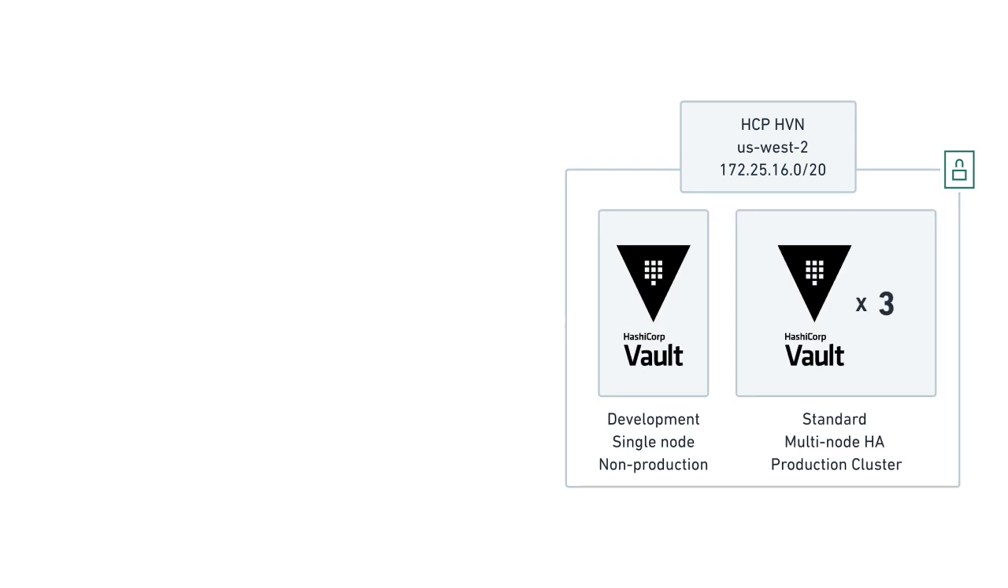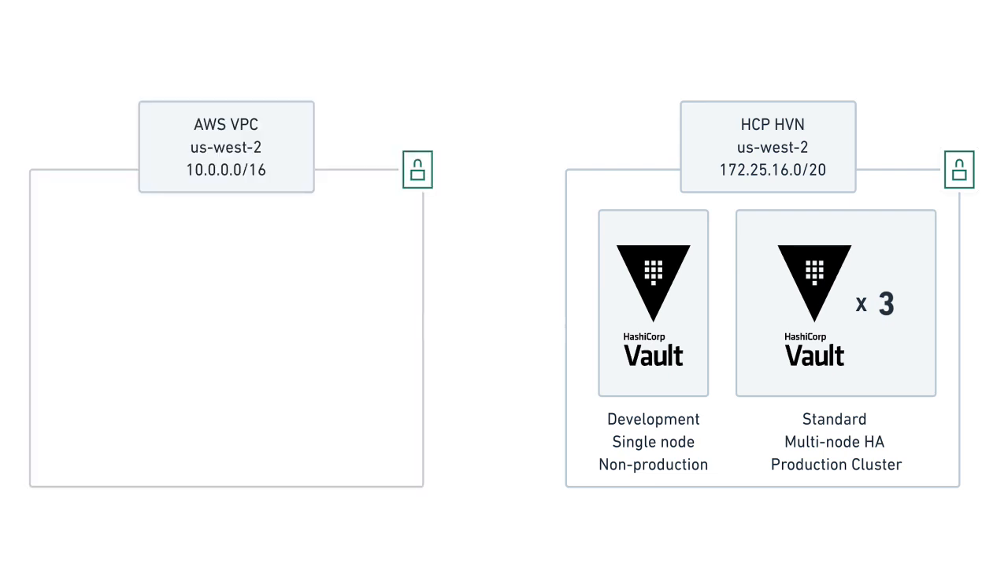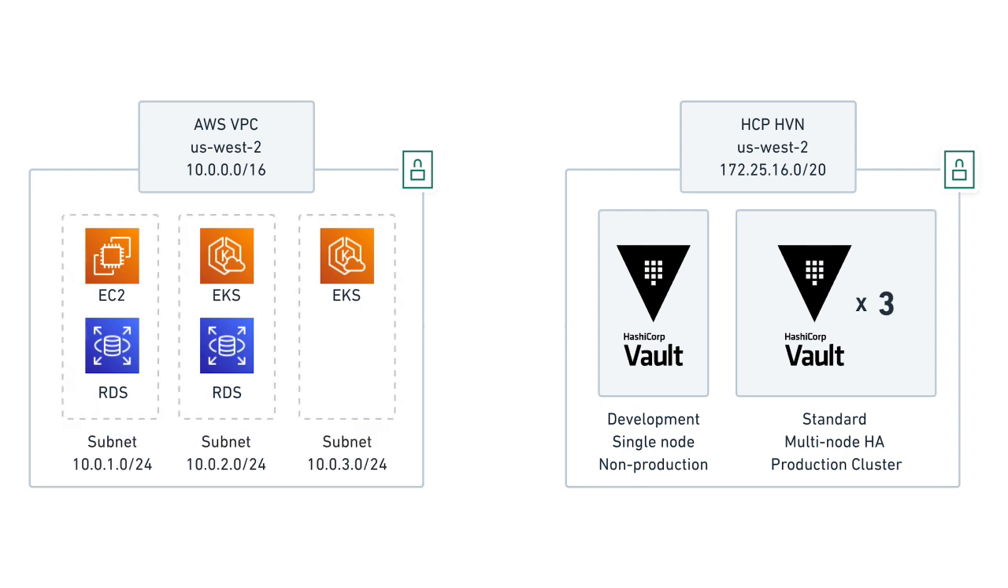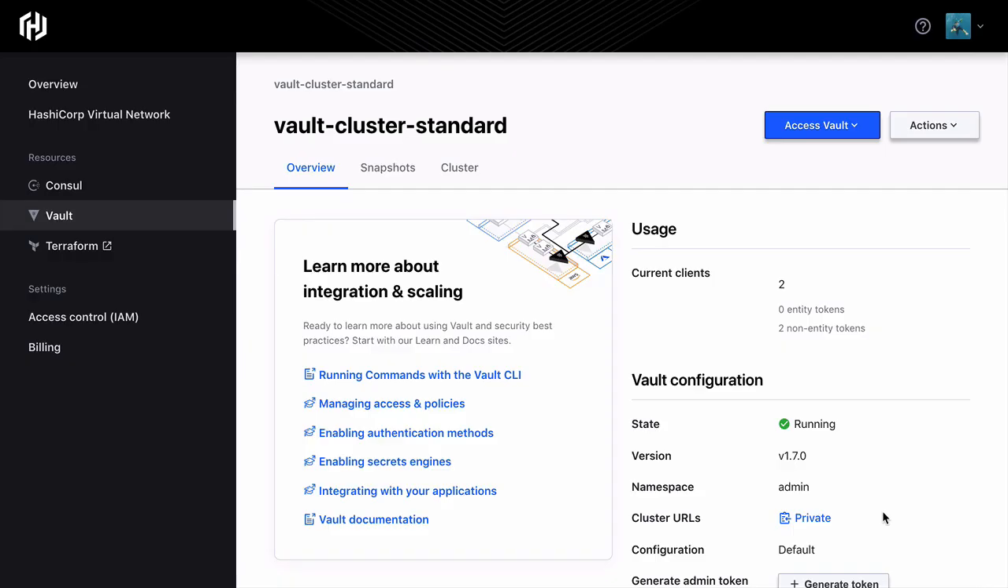But say you wanted to securely access these managed instances of Vault from your AWS VPC. You know, in your AWS environment, you likely have EC2 instances, you probably have Kubernetes, you probably have database instances, and you're probably using subnetting and all the recommended stuff. The way we establish this secure connection between these two networks is via VPC peering. What's so great about this is that you get a fully managed instance of Vault directly connected to your private AWS environment.